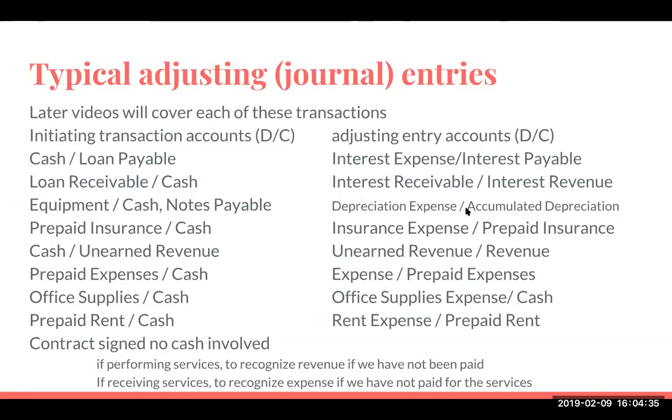Very important here, we do not credit the equipment. We use this contra asset account. I have a separate video. It's going to be a long one where I'll go through and explain how this works.